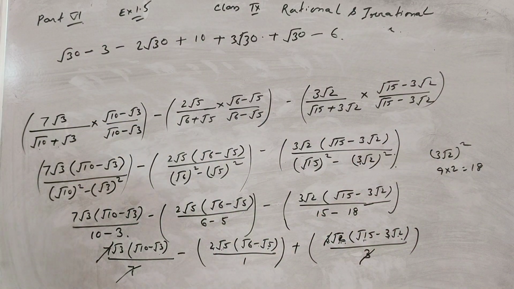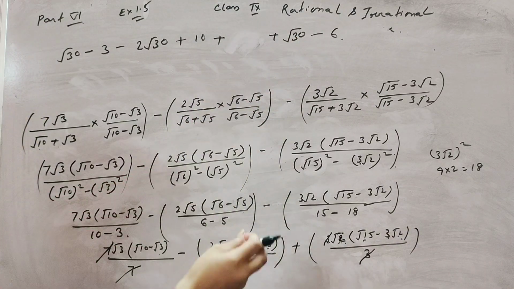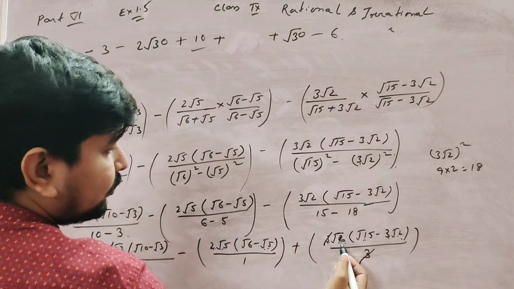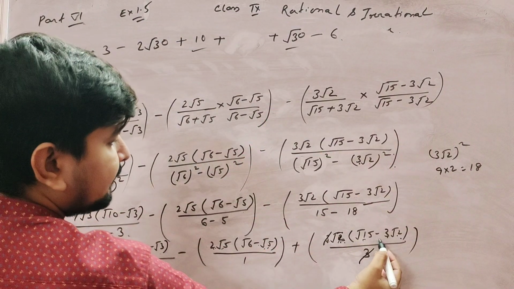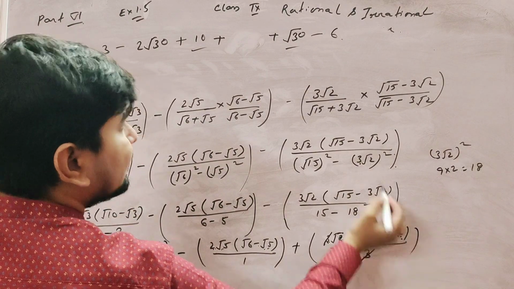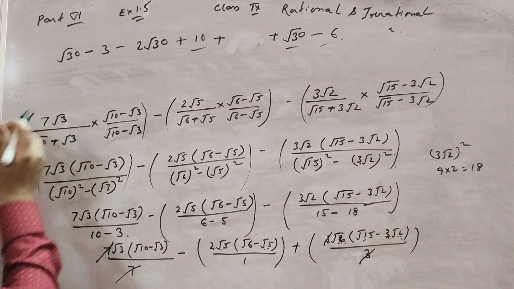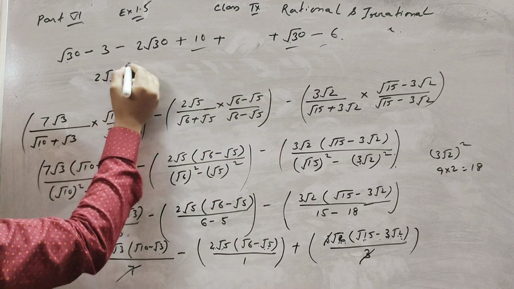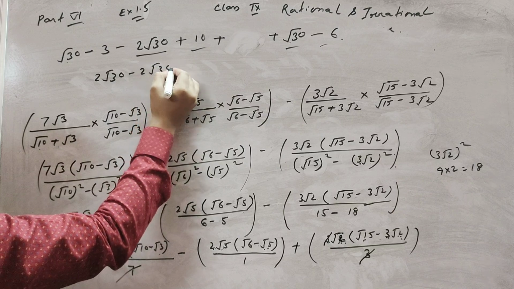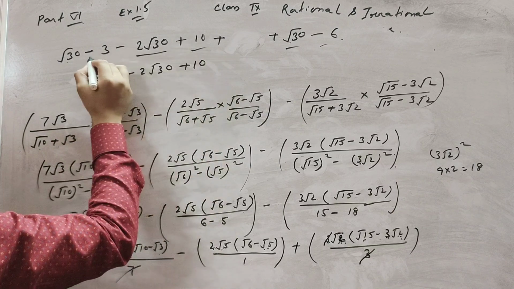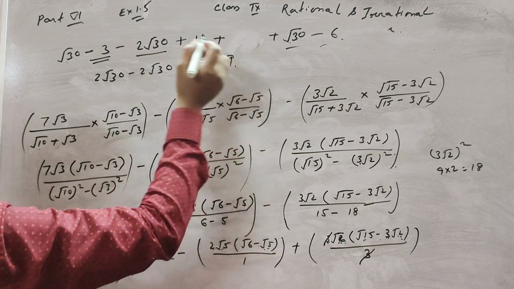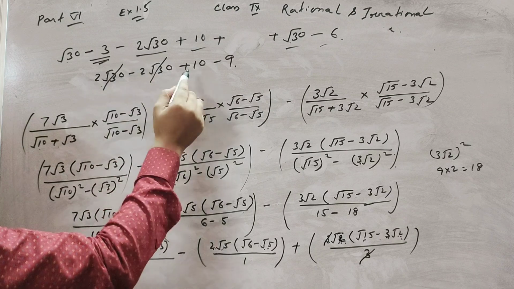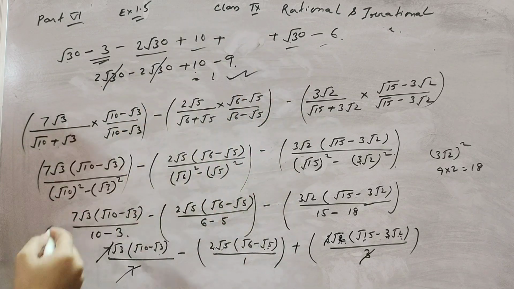Clear? Again I repeat, root 5 into 5 and 2 gives 10 up to here, and 2 into root 15 is root 30, minus root 2, 2, 3 gives 6. Okay. So you see root 30, that is 2 root 30 minus 2 root 30, okay, plus 10 minus 3 or minus 6, it's minus 9: minus 3 minus 6 is minus 9. So 2 root 30, 2 root 30, cut it down, 10 minus 9 is 1, so the answer is 1.